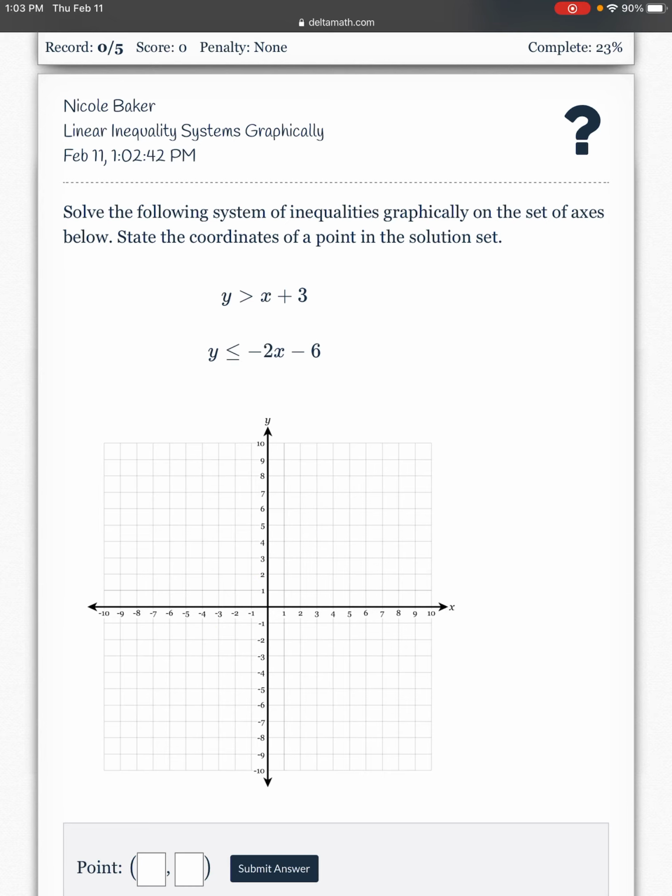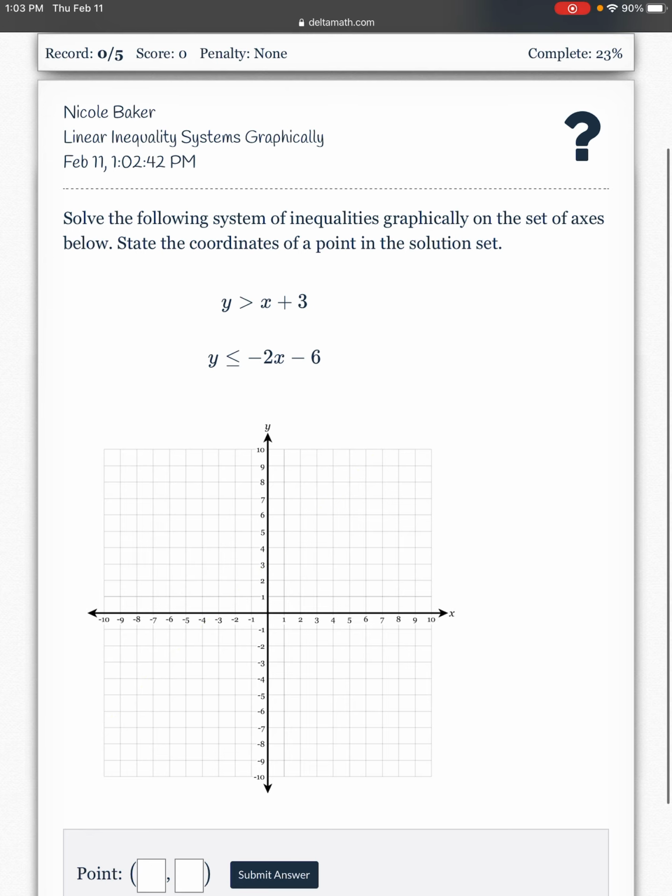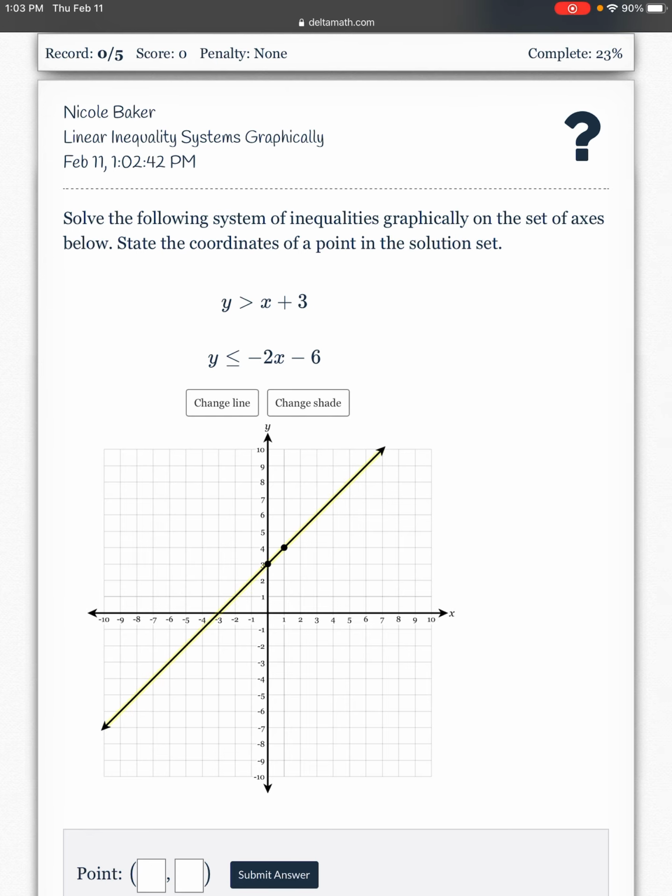If you get the wrong point, you should be able to move that point, or you click it again to get rid of it. But it's pretty easy to get it on the right point. So there is my line. Okay, there's 2 other things we need to do for it. First of all, we want to decide if it is a dotted line or a solid line. So this is what a solid line looks like. I can click on this change line right here, and it's going to go from solid to dotted. Since we have a greater than symbol, we want it to be dotted.